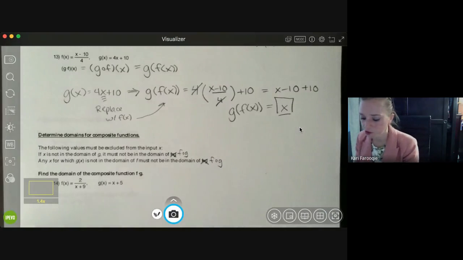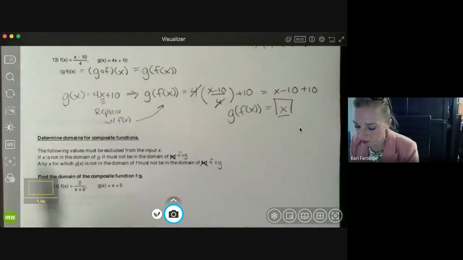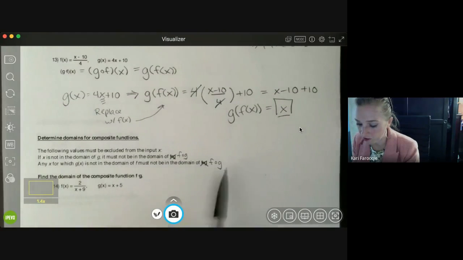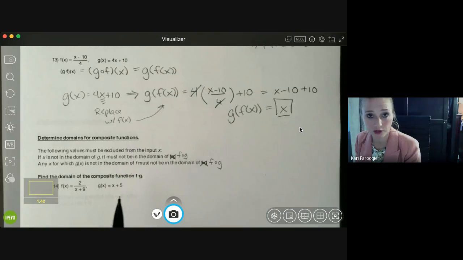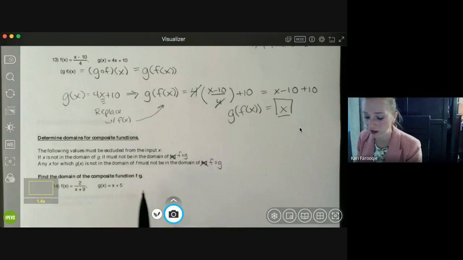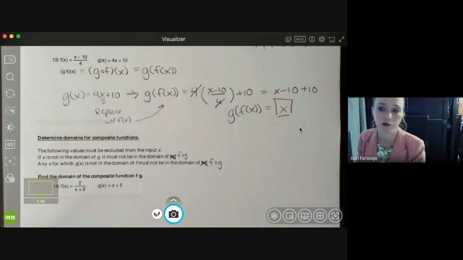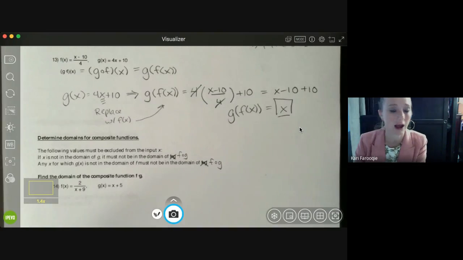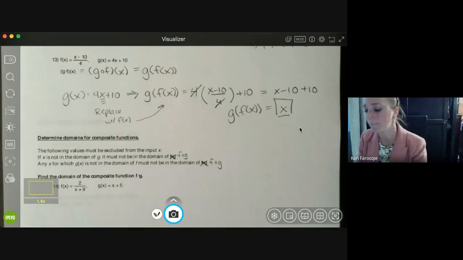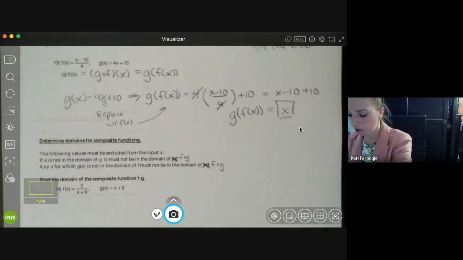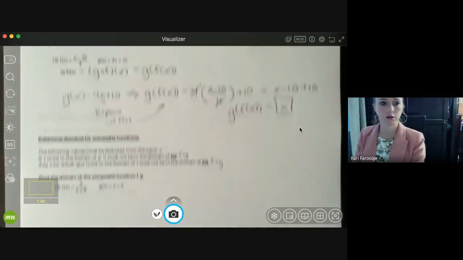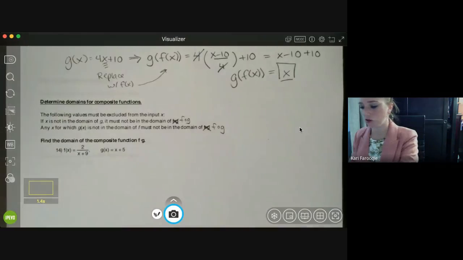So we're looking for two things. If some value x is not in the domain of your inside function g, then we're going to exclude that from the domain of the composite function. And any x for which g of x is not in the domain of f, that means look at your final answer for your composite function. Exclude any values that make the denominator 0 or any values for which the radicand will be less than 0. So I'm going to give you a couple of examples for finding the domains of composite functions.